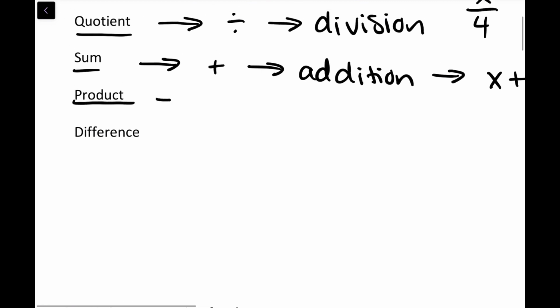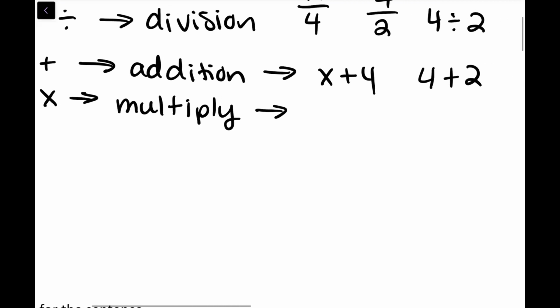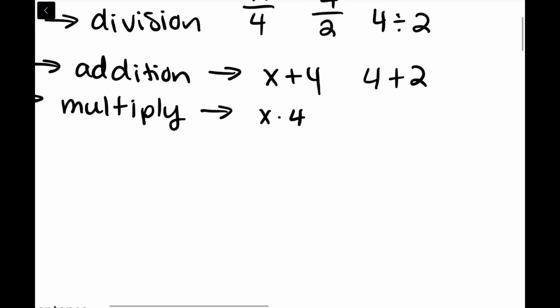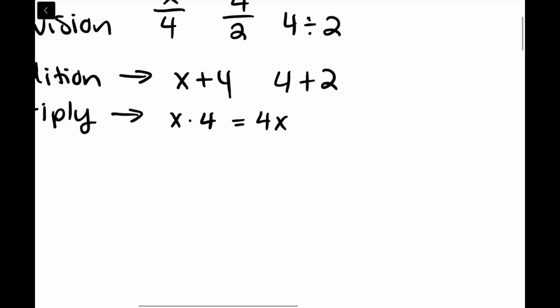Product. Product tells me to multiply. So the product of two numbers is going to be one number multiplied by the other one. So the product of x and 4 is x times 4. And we denote that with a dot now because we use x as a variable. So you could write it x times 4 like that, or we know that we can write that like this. x times 4 means 4 x's, 4x. Or the product of 4 and 2, 4 times 2, can write that as 8.